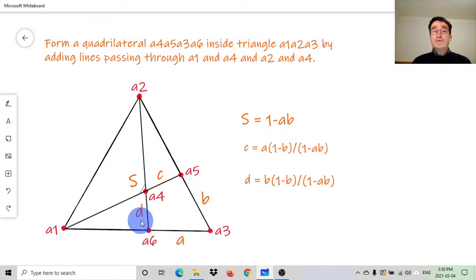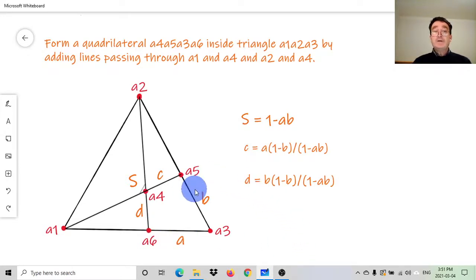So what we do is we form a quadrilateral A4, A5, A3, A6, consisting of these 4 points. And it's inside the triangle A1, A2, A3. And what we've done is we're adding lines passing through A1 and A4 and A2 and A4. So these two lines here.